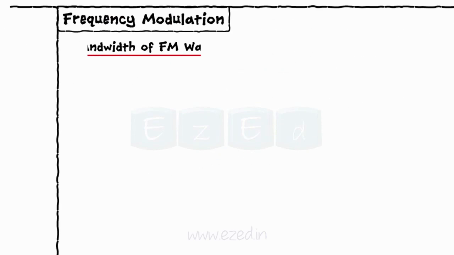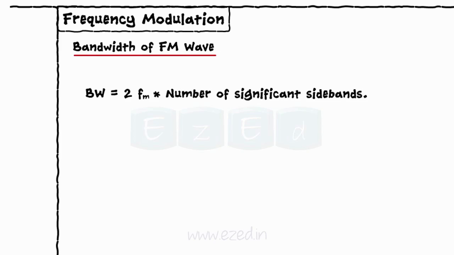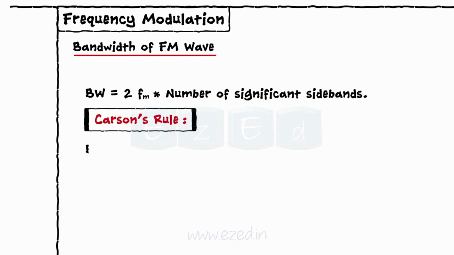The bandwidth of an FM wave is calculated as BW = 2 × number of sidebands. It can also be obtained using Carson's rule as BW = 2 × (maximum deviation + maximum frequency).